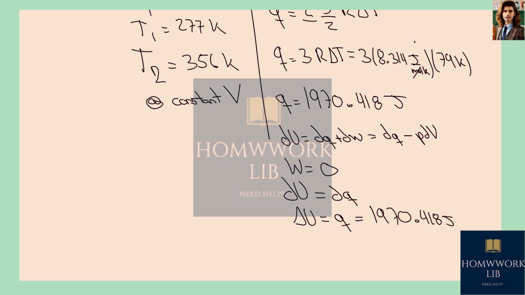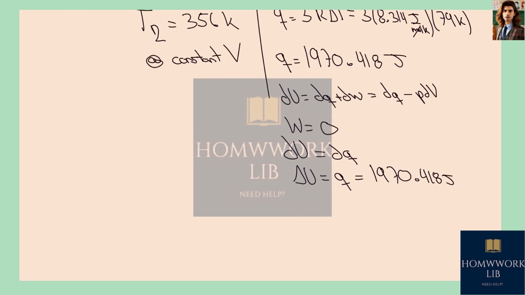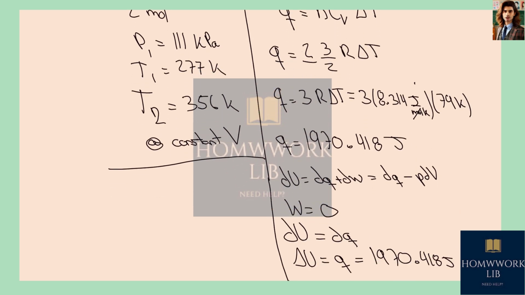So delta U would be 1970.418 joules. Now, for the very last part, let's see what is going to happen with enthalpy. For that, we need to do an extra calculation. We know the initial pressure and the initial temperature, but we don't know the final pressure, and we are going to need that at the very end. So remember that P1 is equal to nRT1 divided by volume. So P2 is going to be equal to nRT2 divided by volume.